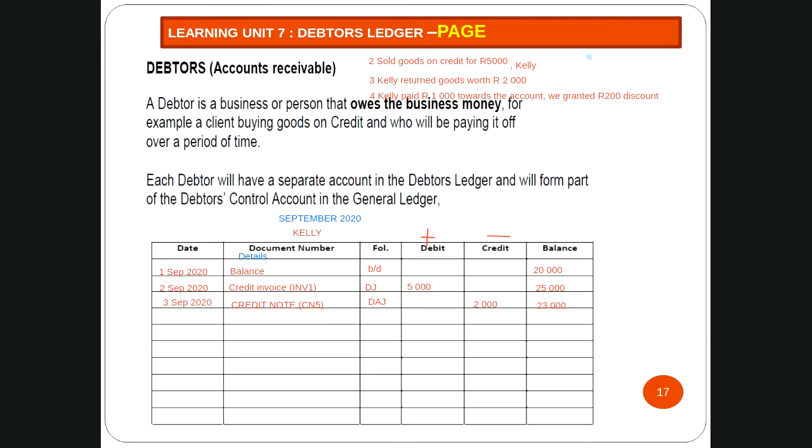You pay, can you see? 1,000 instead of what? 1,200. But it doesn't matter for now. Let me just explain. We have got two things to record here: 1,000 and what? 200. So you cannot mix them together because they go to different books. Okay? But the date is the 4th.